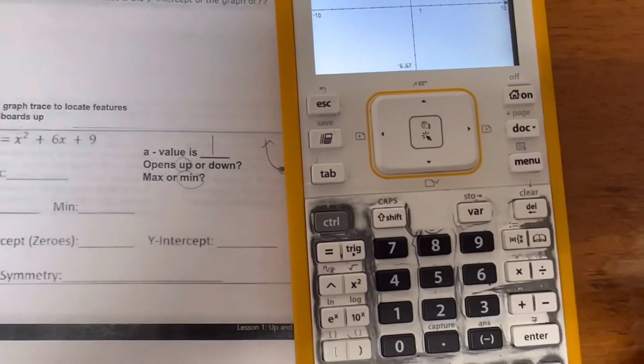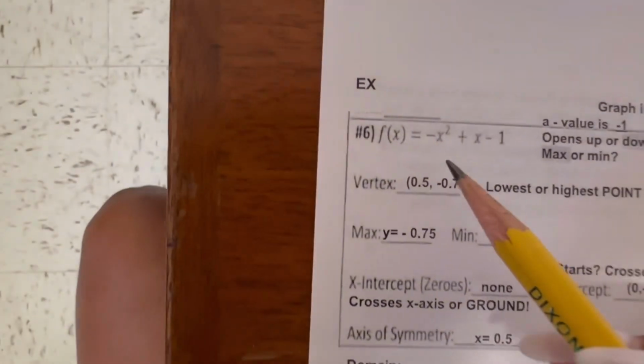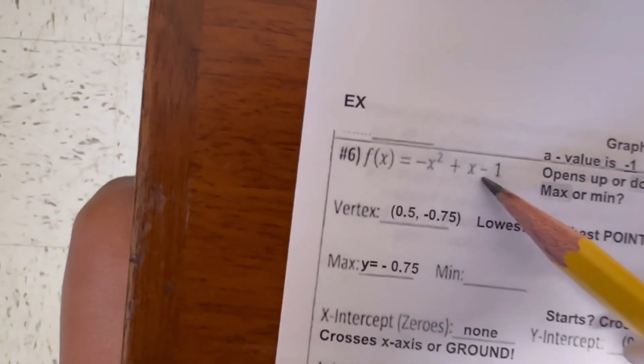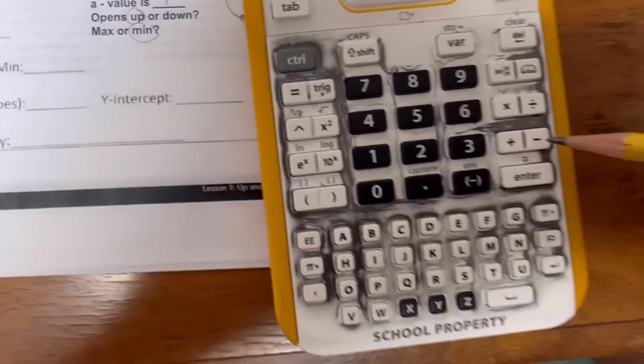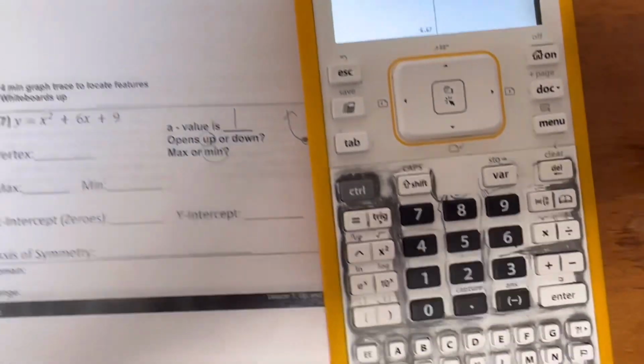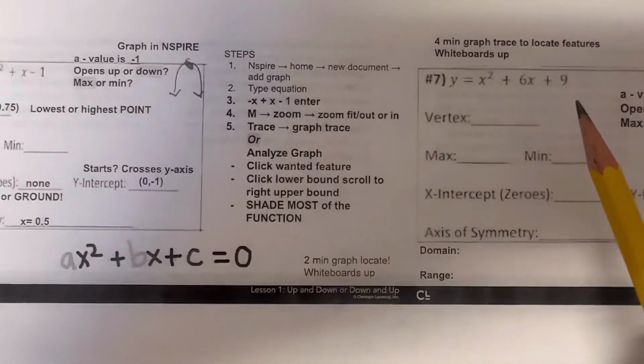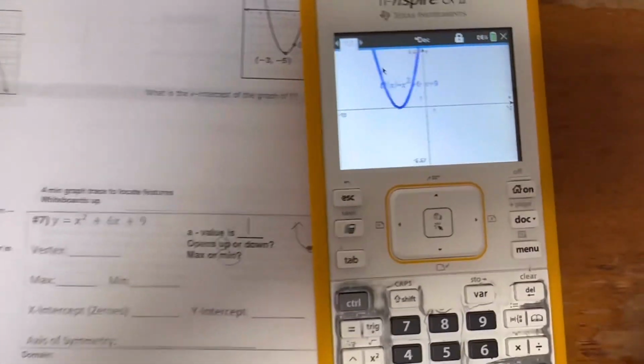Make sure you're careful that a negative x squared is the small negative. Minus 1 is our minus key. Okay, x squared plus 6x plus 9, enter, and there's your graph.